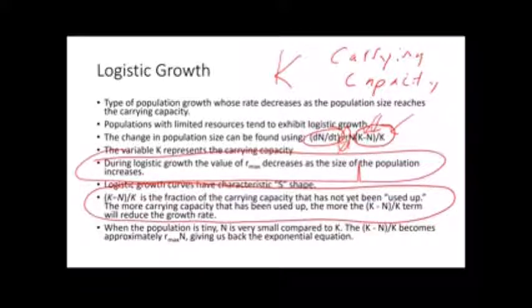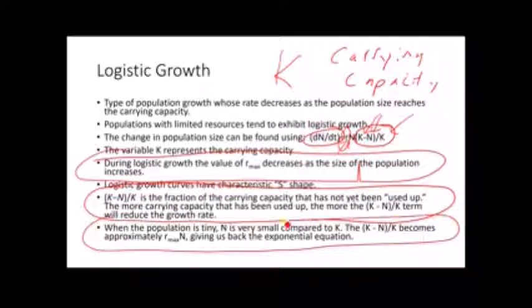Our logistic growth curves are going to have sort of a characteristic S shape, and we'll see that in a second. Another thing to think about with logistic growth: when the population is really, really small, N is very small compared to K. And therefore, K minus N over K is pretty much 1, so dN over dt is pretty much r max times N.